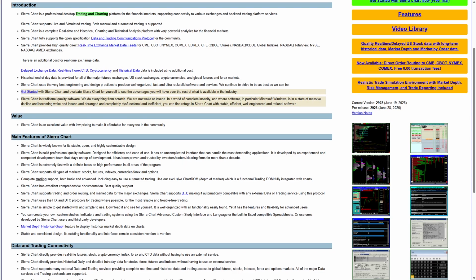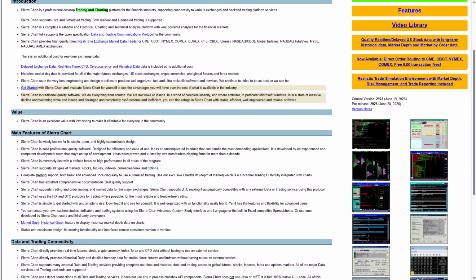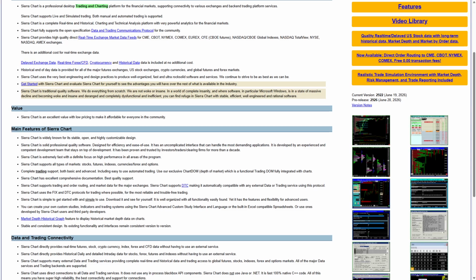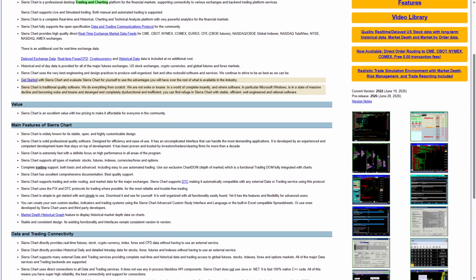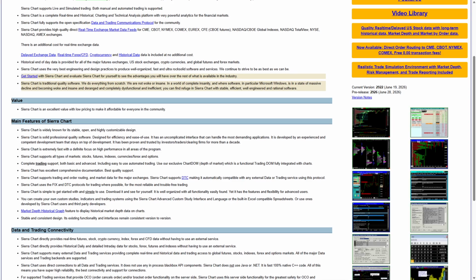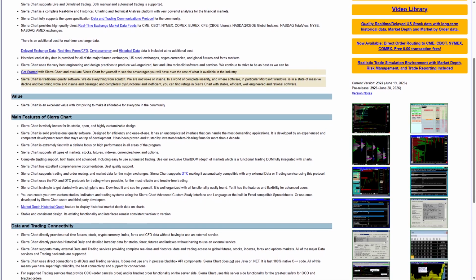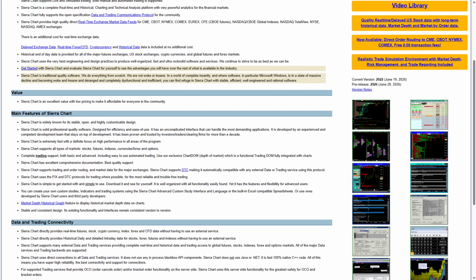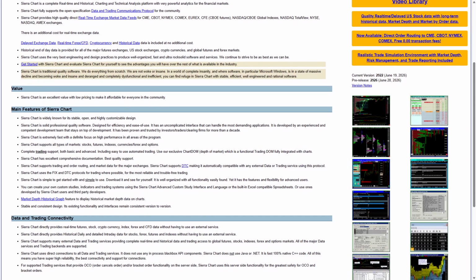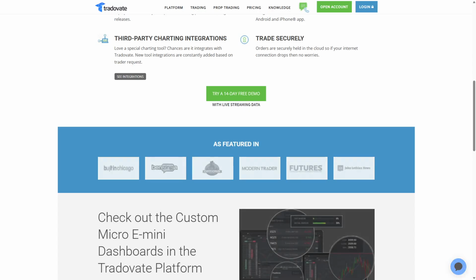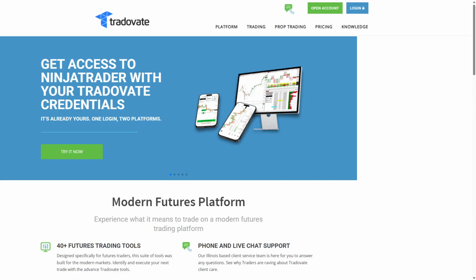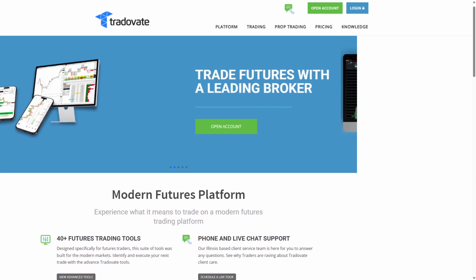Ideal users are experienced traders and professionals who prioritize detailed market analysis and customization over simplicity. Sierra Chart's power lies in its depth, making it a favorite among those who want granular control over their trading environment. Tradovate is a modern, cloud-based trading platform that emphasizes accessibility and ease of use.